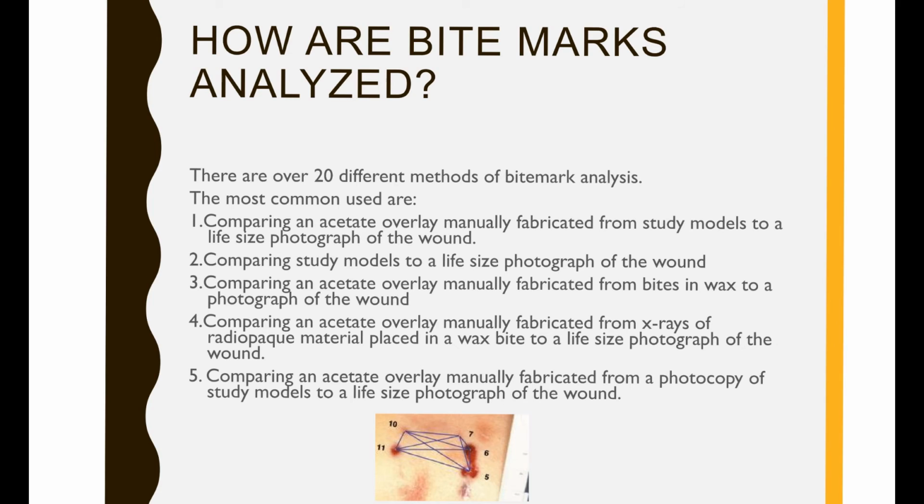And then we can also take an acetate and use a photocopy of the study models to make all those different points of comparison and then lay it on top of the actual photograph of the wound. So what you guys are going to do is really more like number 1, where you are going to create your own acetate. You're going to make your own bite mark pattern, and then we're going to match them up and see where we can see differences or similarities.